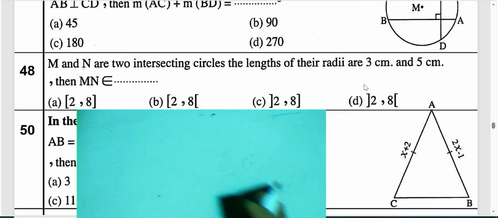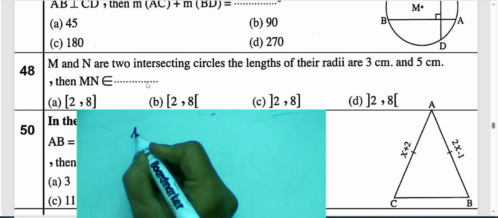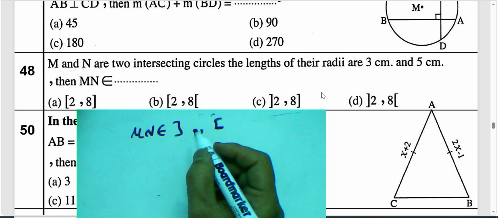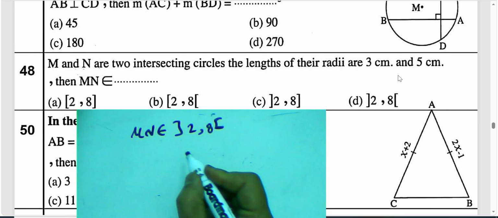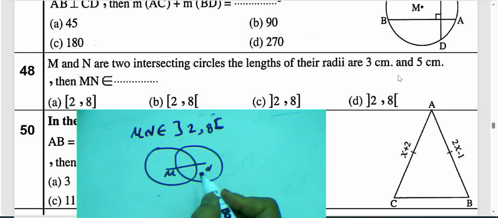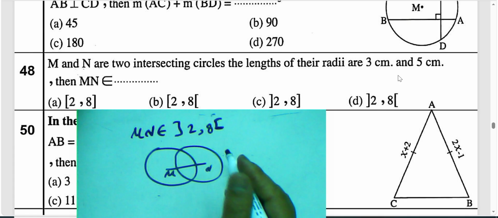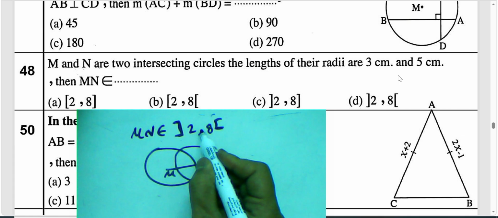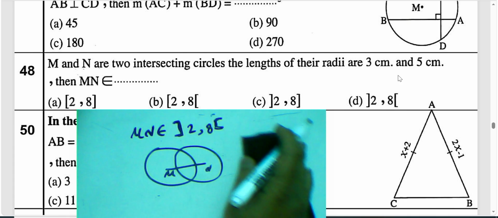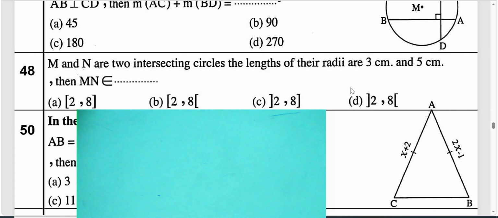Two intersecting circles, the lengths of their radii are 3 cm and 5 cm. He is asking about the difference between two radii and the sum of two radii. We can find the difference between 5 and 3 equals 2 and the summation equals 8, because they are intersecting circles. The distance MN between center 1 and center 2 is between the difference of the two radii and the sum of the two radii. Okay, the result will be 2 and 8. Open interval. Choose letter D.